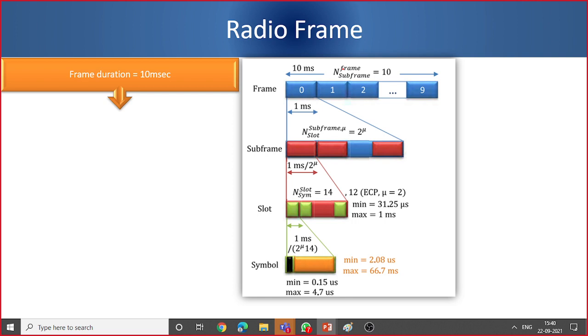Yeah, you are right. So you can see that in 5G we have numerology up to 4, I mean 0, 1, 2, 3, 4 numerology, right? So I will ask you to calculate in the coming slide what the slot duration becomes for numerology 4 and what the symbol duration becomes, how small it is. So you can see here that my symbol size will be as low as 0.15 microsecond.